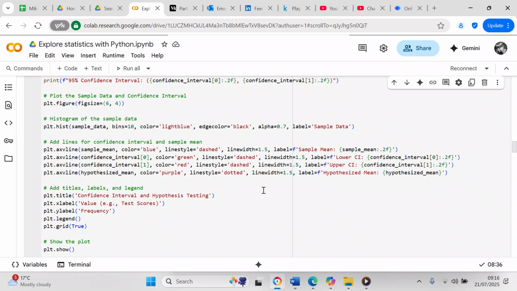Now we're going to add titles, labels, and a legend to the graph. The title is confidence interval and hypothesis testing. The X label is value, e.g. test scores. The Y label is frequency. You get a legend, you get a grid, and then we're going to show it.